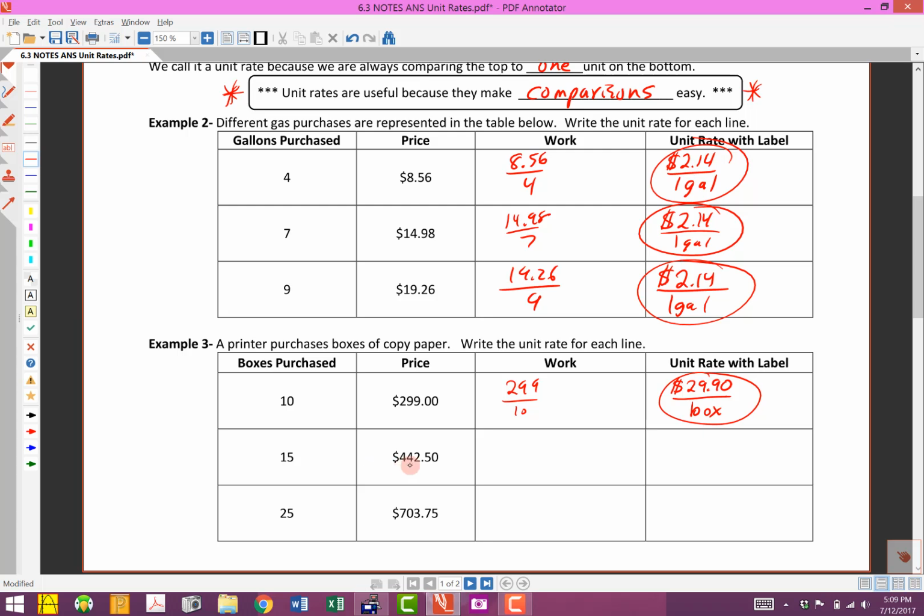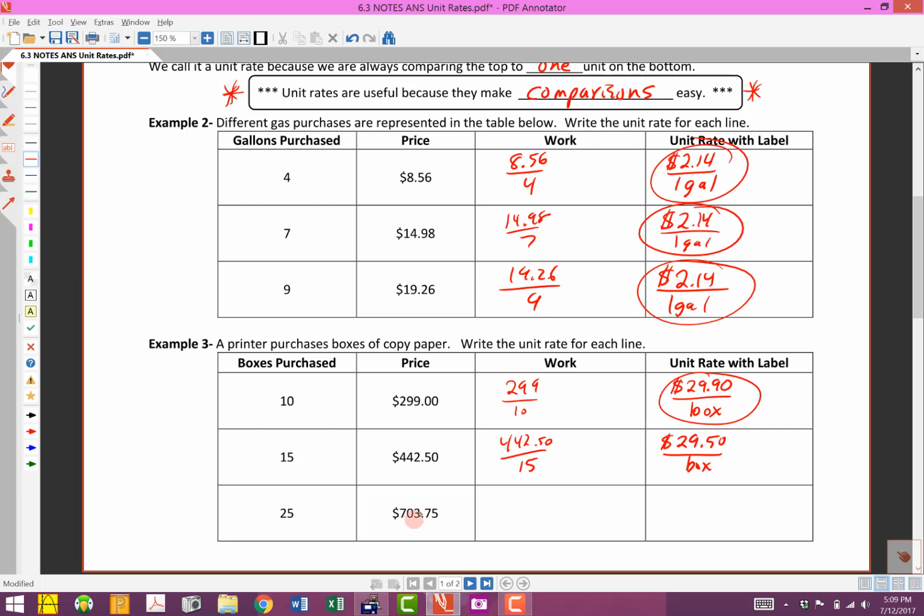15 boxes for $442.50. We're going to go ahead and carry out the division. Again, throw that in your calculator. You're going to end up with $29.50 per box. Again, make sure you have the 0 there.